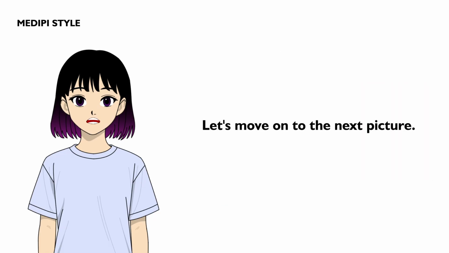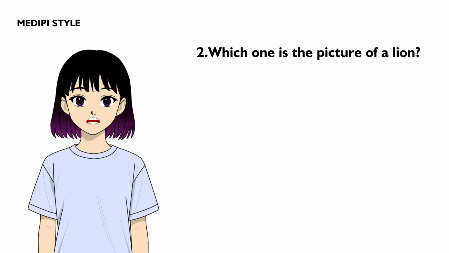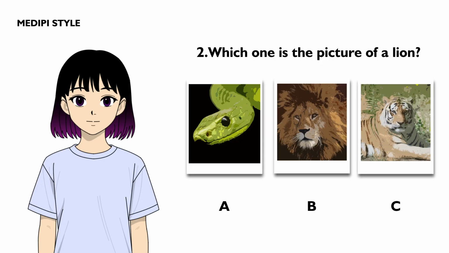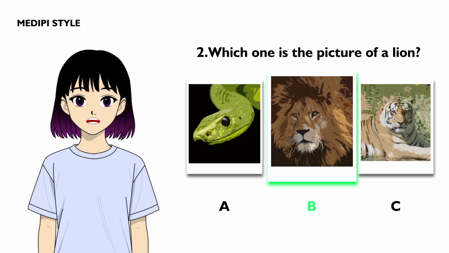Let's move on to the next picture. Which one is the picture of a lion? A, B, C. That's right. This is a lion.